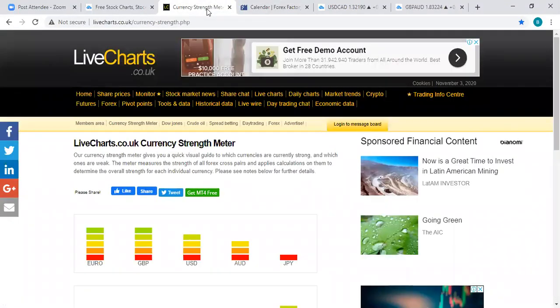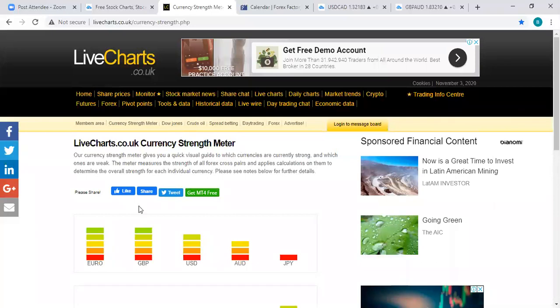The next thing to do is, you also want to know the strength of currencies. There's what we call the currency strength meter, on livechat.co.uk. This is the website. It's a currency strength meter. What it does is, you don't need to be going to all these countries to know what is happening in their economy. There is an organization that has taken the responsibility upon themselves to supply this information free of charge, telling us what is happening with every currency.